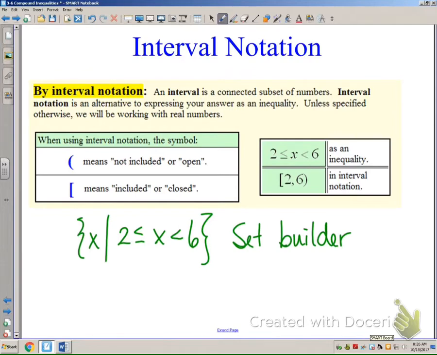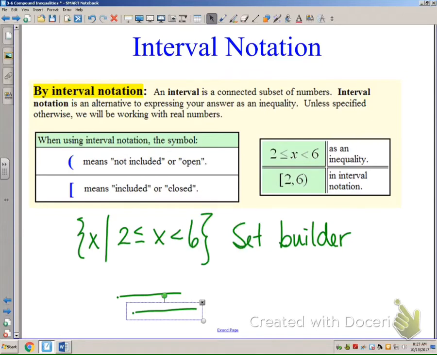Interval notation is a connected subset of numbers. And interval notation is an alternative to expressing your answer as an inequality. So what we're talking about here is this set of parentheses. Like, let's just use this one for example. Anytime we have a not included, no equal to, then we are going to use the open parenthesis. So we're going to look at this one.